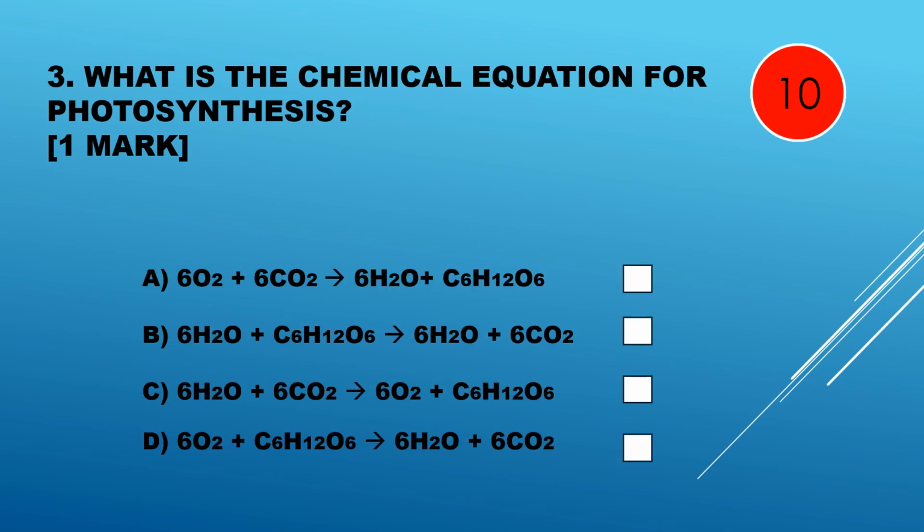Question 3. What is the chemical equation for photosynthesis? Is it A, B, C, or D? C.